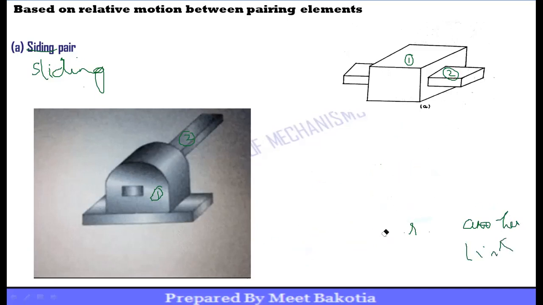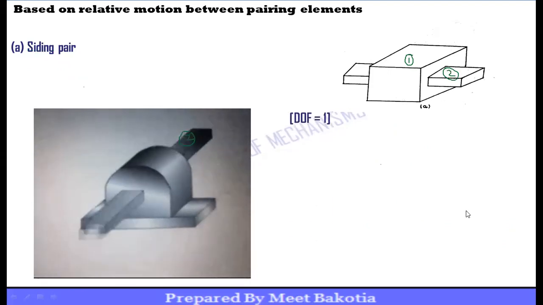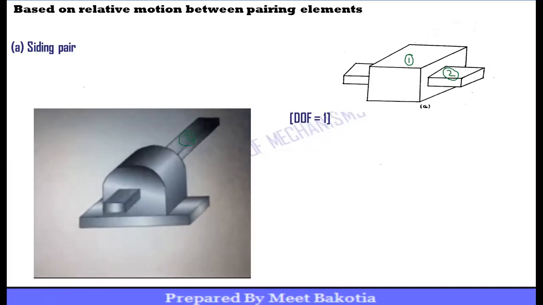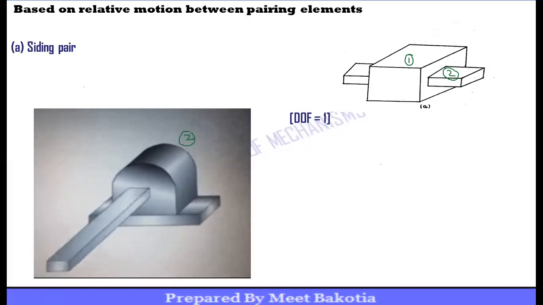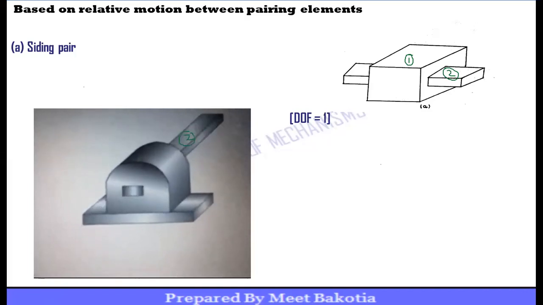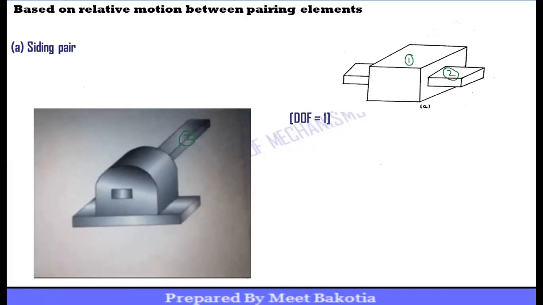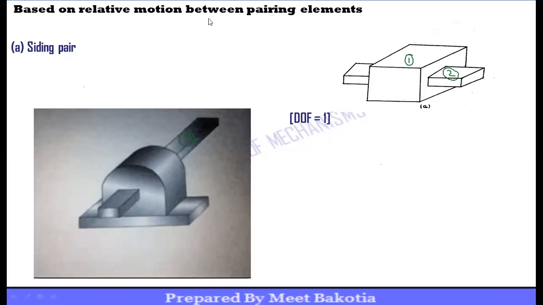Let me show you with the help of the animation. You can see the degree of freedom is 1. Why? Because only one relative motion is there, which is the sliding motion. So I'll again define: when the two links are connected in such a way that one link can slide relative to another link, the pair is known as the sliding pair. What would be the other examples of this?